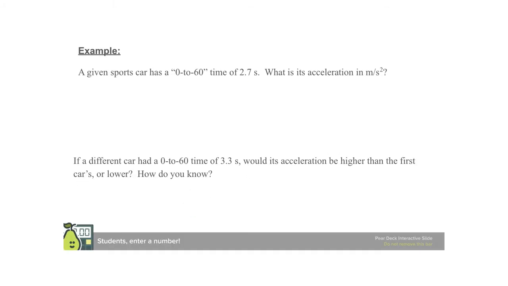As an example, a given sports car has a 0 to 60 time of 2.7 seconds. What is its acceleration in meters per second squared? And in case you don't know, the 0 to 60 time is how long does it take a car starting from rest to reach a speed of 60 miles an hour. Then we'll follow on with a different question. If a different car had a 0 to 60 time of 3.3 seconds, would its acceleration be higher than the first car or lower, and how do you know?